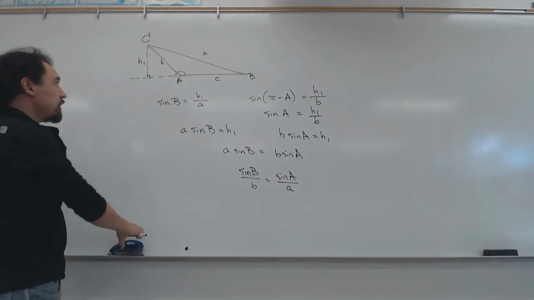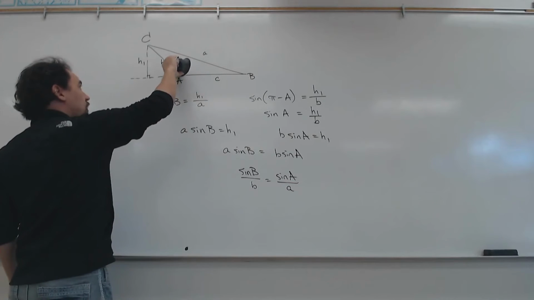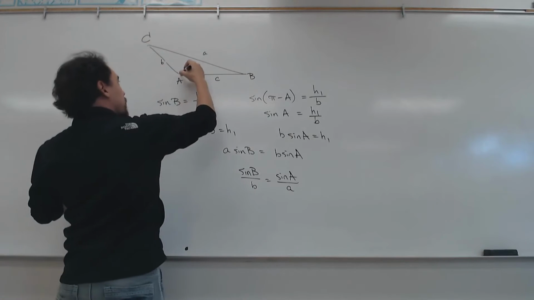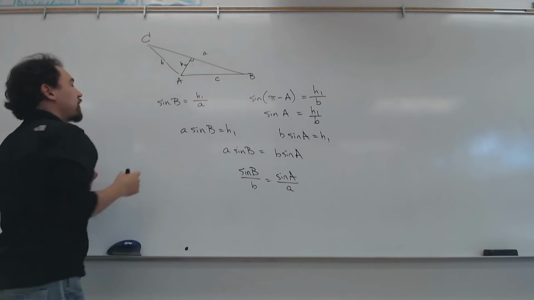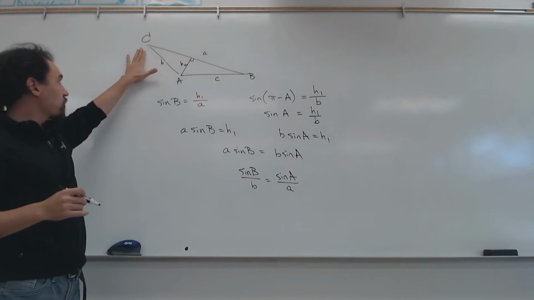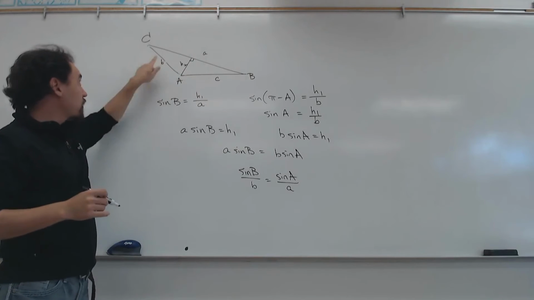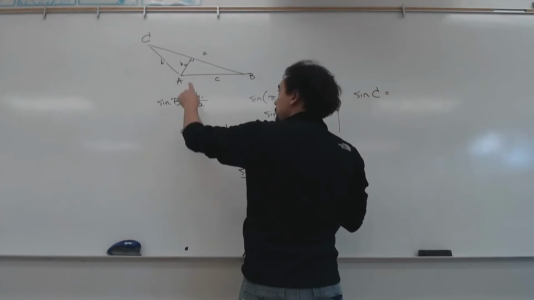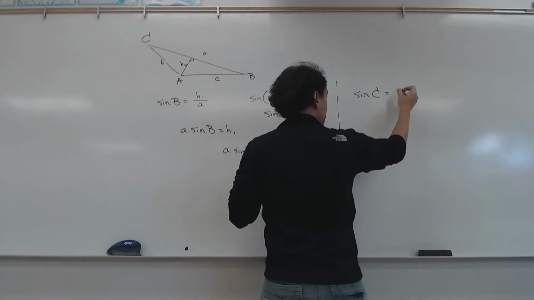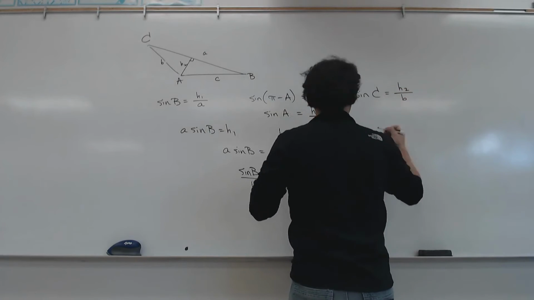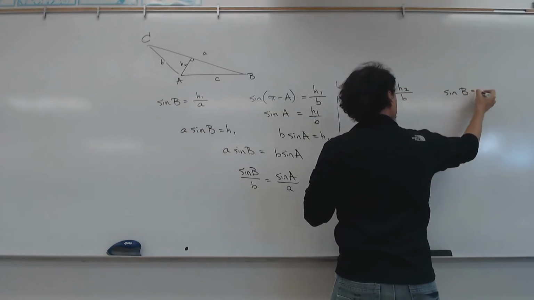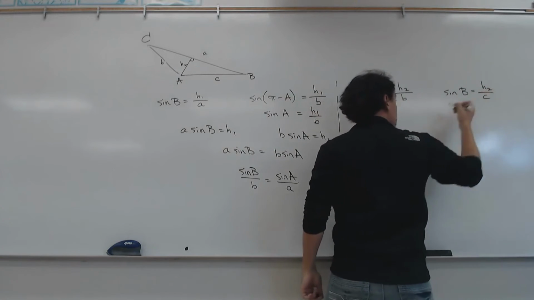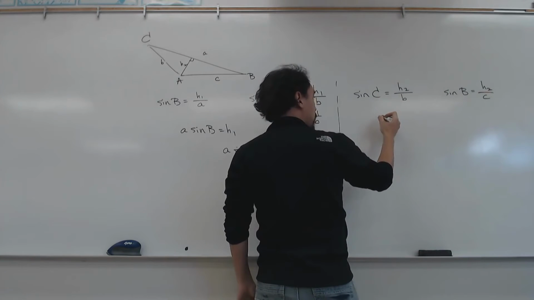So now, let's continue our discussion and say, what if we erased this altitude, pretend like it never existed, and let's make another altitude, H2. And this time we're going to try to make a relationship between angle C and angle B. So we're going to say the sine of angle C is going to equal opposite over hypotenuse from angle C's perspective, H2 over little b. And then we'll write the sine of angle B is equal to opposite over hypotenuse from angle B's perspective, H2 over little c. And then we'll solve both for H2.